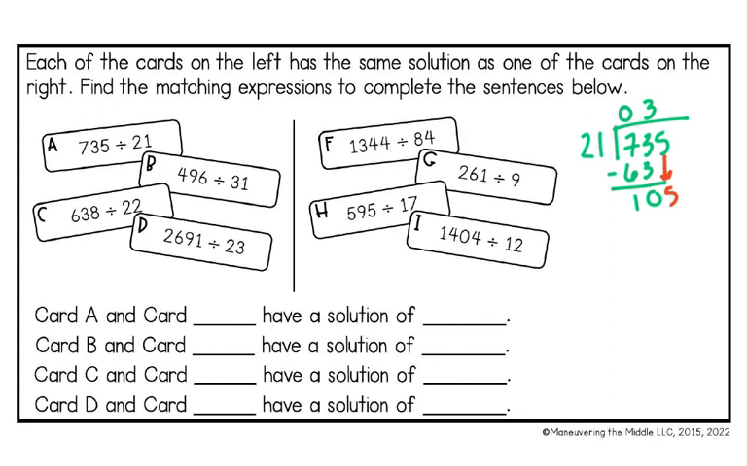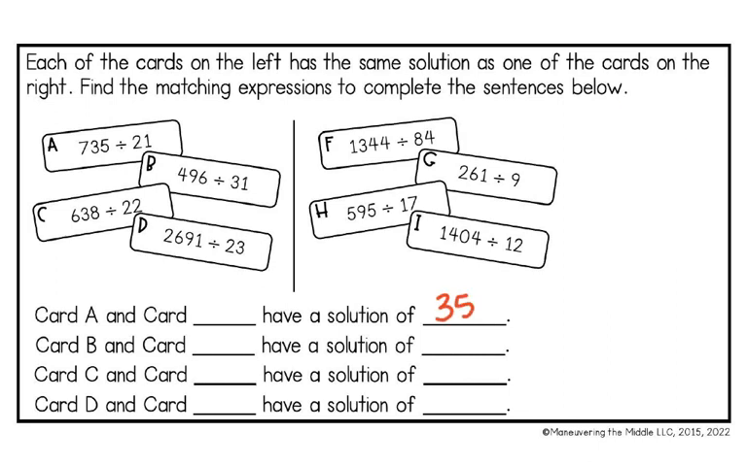So how many times can 21 go into 105? That is 5 times. And 5 times 21 is 105. Subtract. 105 minus 105 is 0. So card A has a solution of 35.